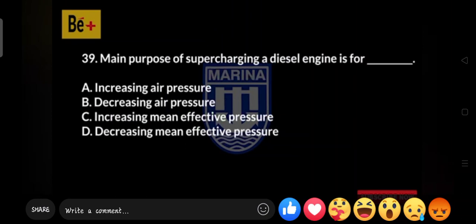The main purpose of supercharging a diesel engine is for A. Increasing air pressure. B. Decreasing air pressure. C. Increasing mean effective pressure. D. Decreasing mean effective pressure. The answer is C. Increasing mean effective pressure.